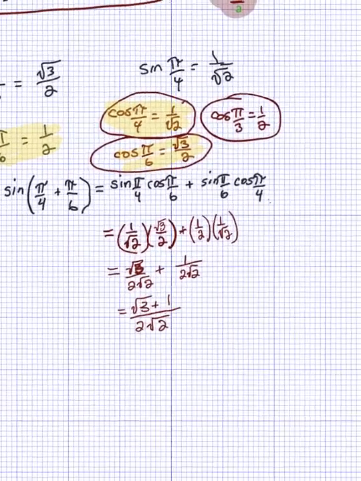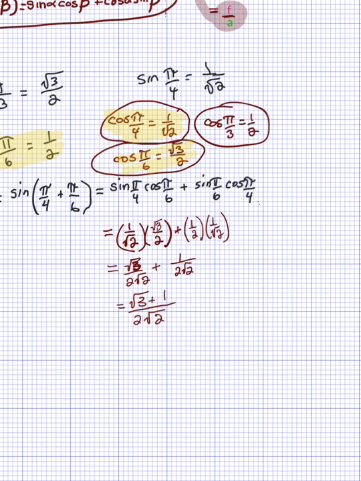Some people hate to see roots on the bottom, so I'm going to multiply top and bottom by root 2. So root 3 times root 2 is root 6, plus 1 times root 2 is root 2, all over 2 times root 2, and root 2 times root 2 is just 2, so this is over 4. And that is the exact value of sine 5 pi by 12. What if I wanted the sine of pi by 12?